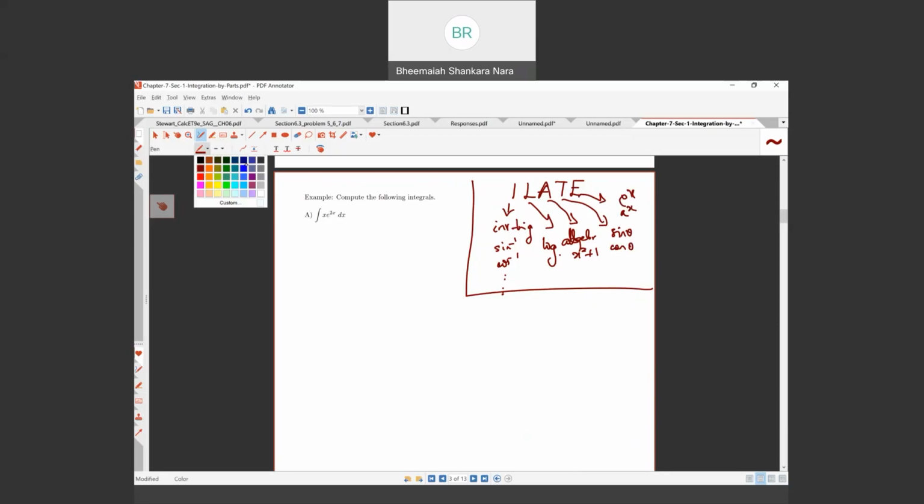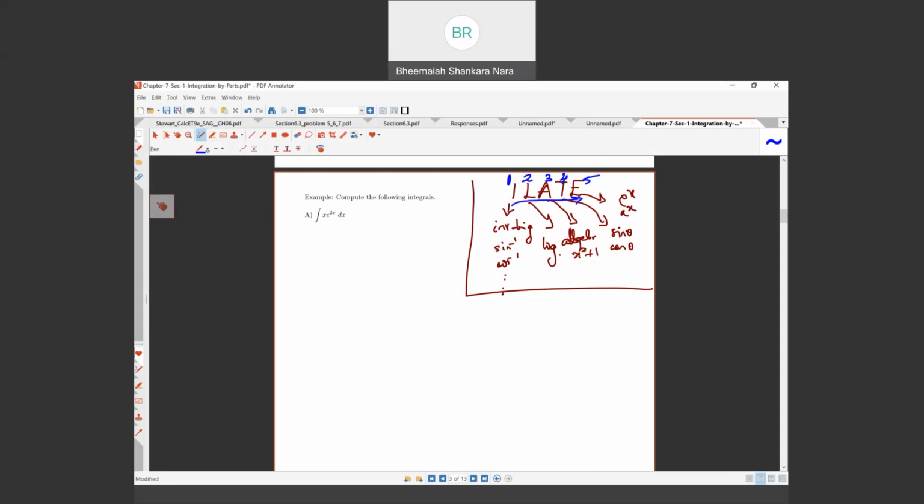You can read the given function in the same order. If you see an inverse trigonometric function, you can name it as the first function. L is your second function, logarithmic. Third is your algebraic. Fourth is trig. Fifth is the exponential. And the order in which you select the functions is from left to right.